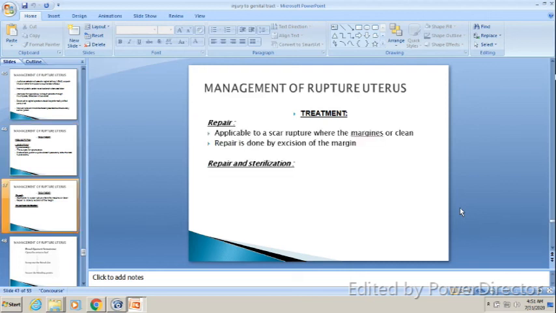How is it repaired? It is applicable to a scar rupture where the margins are clean cut. Repair is done by excision of the margins. And always, if you are salvaging or saving the uterus in case of rupture, always do sterilization. You have to do bilateral tubal ligation in these patients.